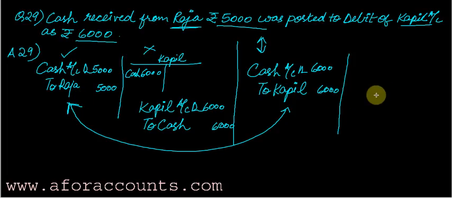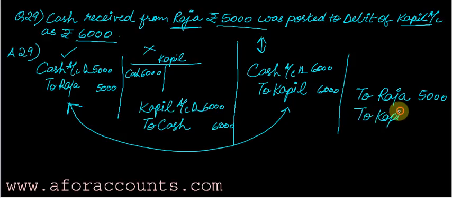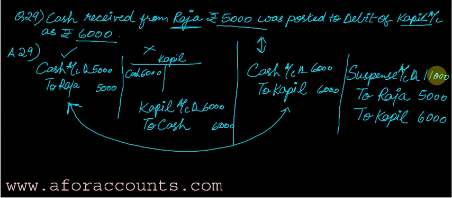So first of all, I will write on the credit side: to Raja 5,000, to Couple 6,000, and what will be debited? Suspense account. Suspense account debited 6 plus 5, 11. In the additional information you are given in the question to use a suspense account.